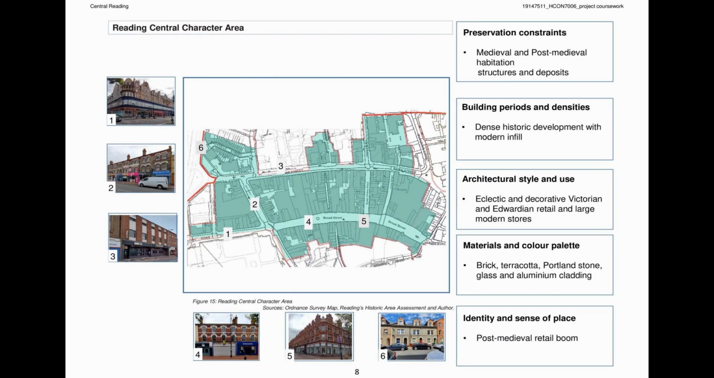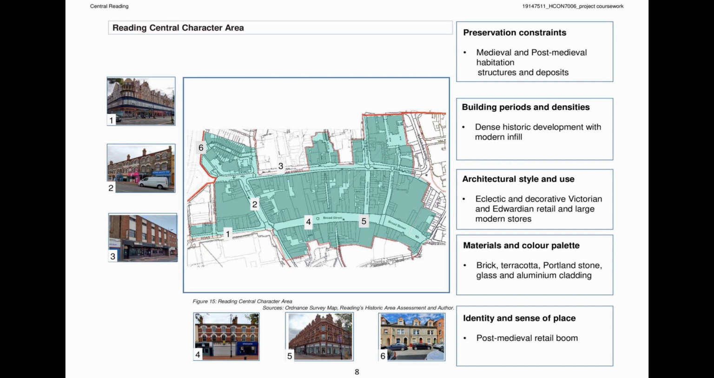The archaeological interest within this area includes medieval and post-medieval habitation, structures and deposits. Some may require preservation in situ, although the majority may be mitigated through preservation by record. The historic built environment is high-density buildings with narrow plots, creating fine-grained urban development. The propensity to high density has continued as seen in modern infill.